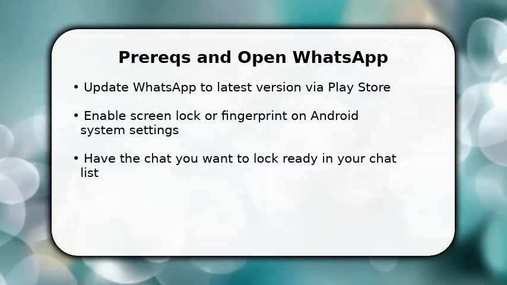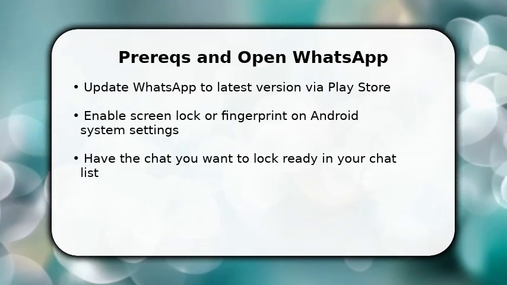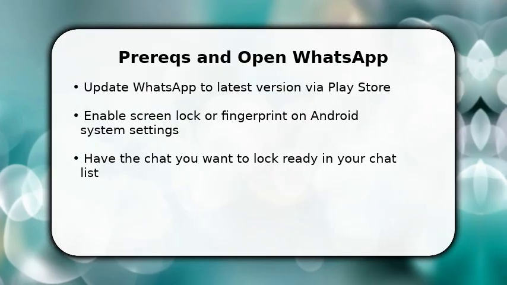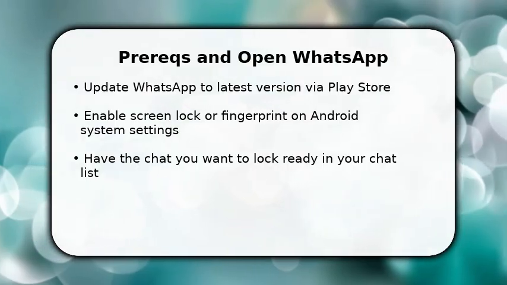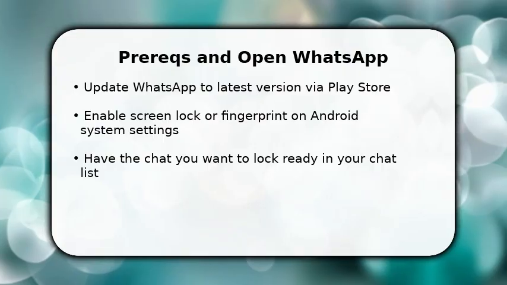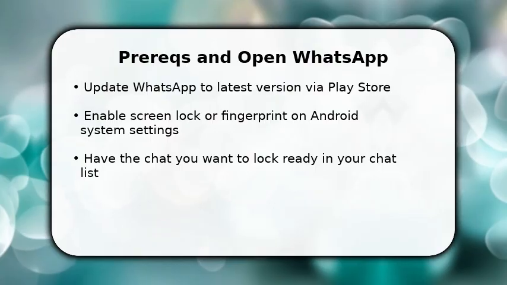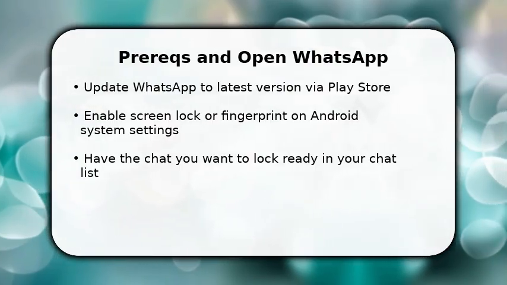You start by confirming essentials. Update WhatsApp and enable a device screen lock so the app can tie into Android security. Once done, open WhatsApp and locate the chat you want to lock. Tap and hold the conversation to select it, because this first action signals WhatsApp which chat you will secure.